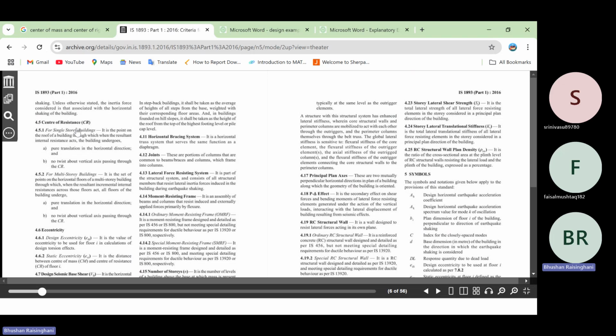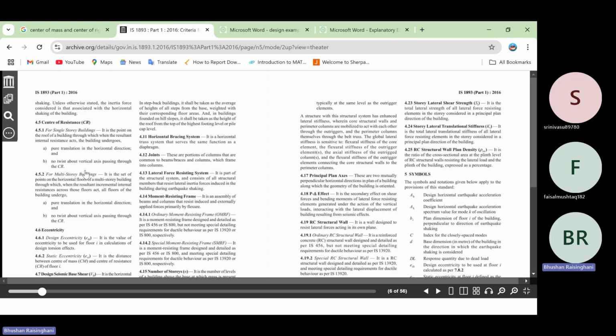Now, center of resistance for a single story building is the point on the roof of a building through which, when the resultant internal resistance acts, the building undergoes pure translation in the horizontal direction. No twist about the vertical axis passing through the CR. So what is the definition of CR?